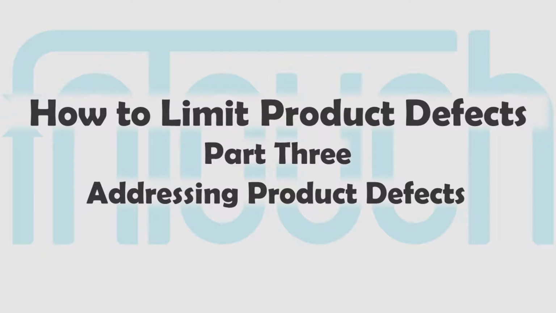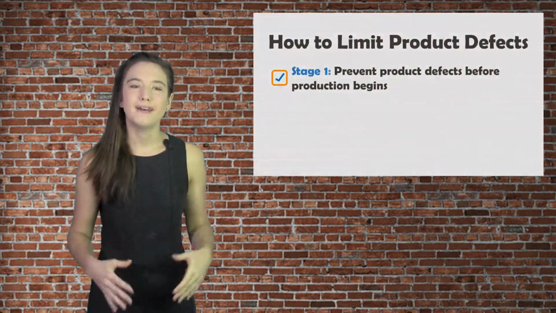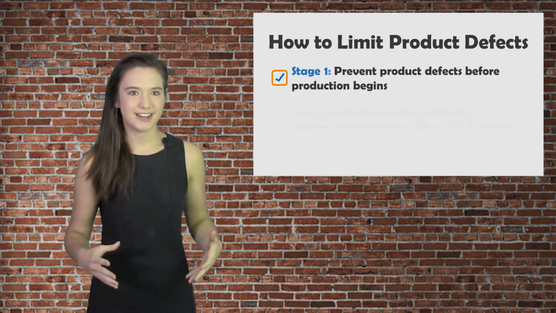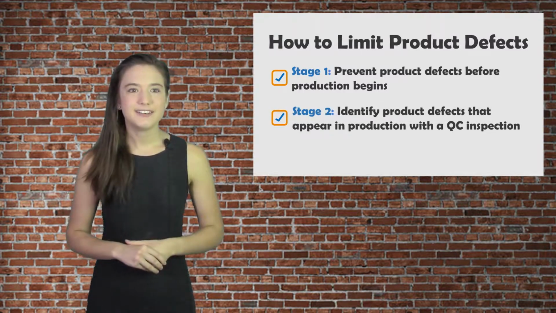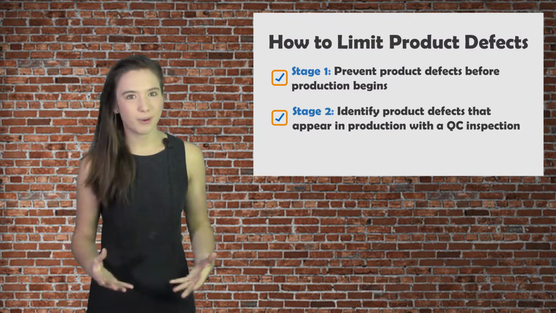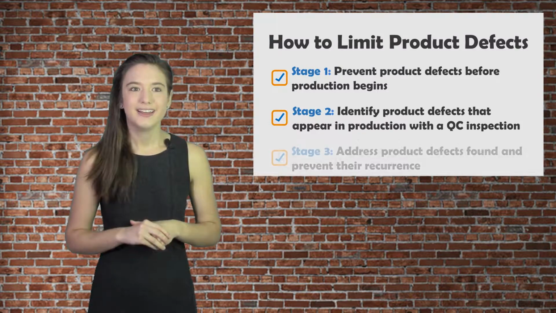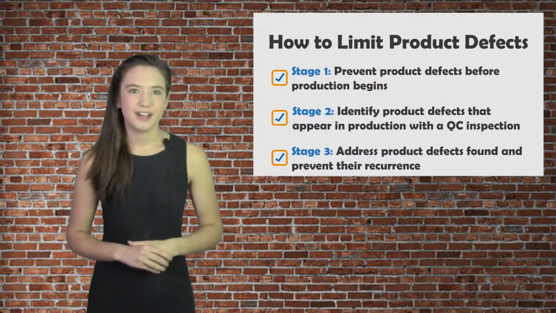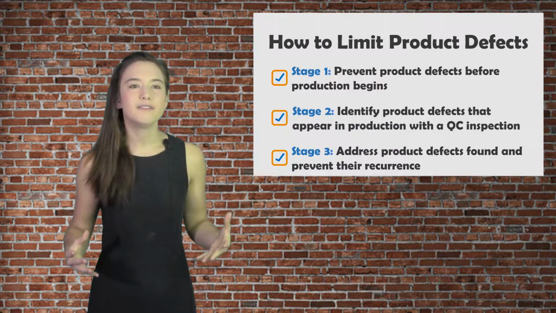I'm here today to tell you how experienced importers limit product defects. The process is broken down into 3 stages. Stage 1, prevent product defects before production begins. Stage 2, identify product defects that appear in production with a quality control inspection. And Stage 3, address product defects found and prevent their reoccurrence. This video will cover Stage 3.